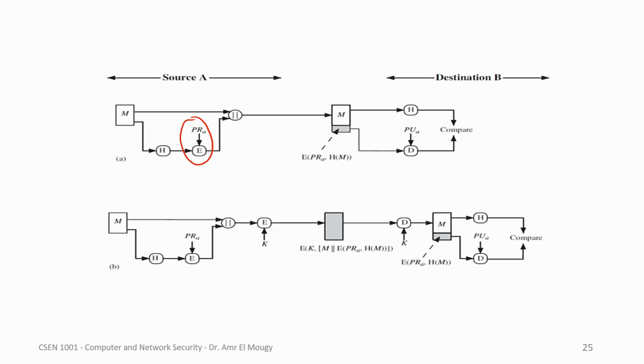Why? Because the private key is only available at the source. No one else has the private key, not even the receiver. So no one can actually claim to be source A in this case. Only source A would be able to generate this message. And so what would the receiver do? The receiver will take the message, generate the hash, and then decrypt the hash that was sent, the encrypted hash that was sent, using the public key of A. This step has to be done this way.